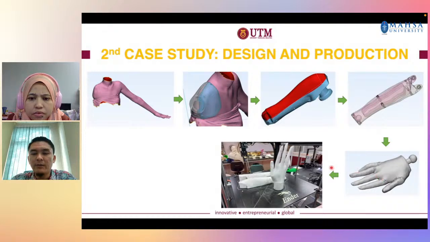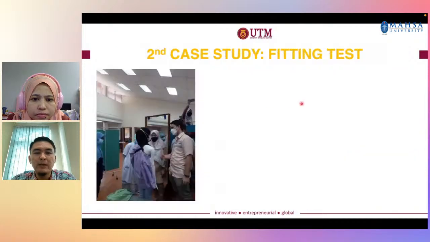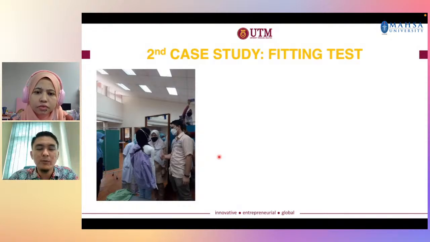Okay, and then with the same process, we use the digital manufacturing process, which is we use a 3D printer to print out the design. Okay, and this is the prototype that we have developed in the lab. And then once we have the first design, we try it on the patient. We ask the patient to wear the prosthetic hand. Okay, and then we get some feedback from the patient, and after that we do some improvement. So the design will be improved and getting better later on.